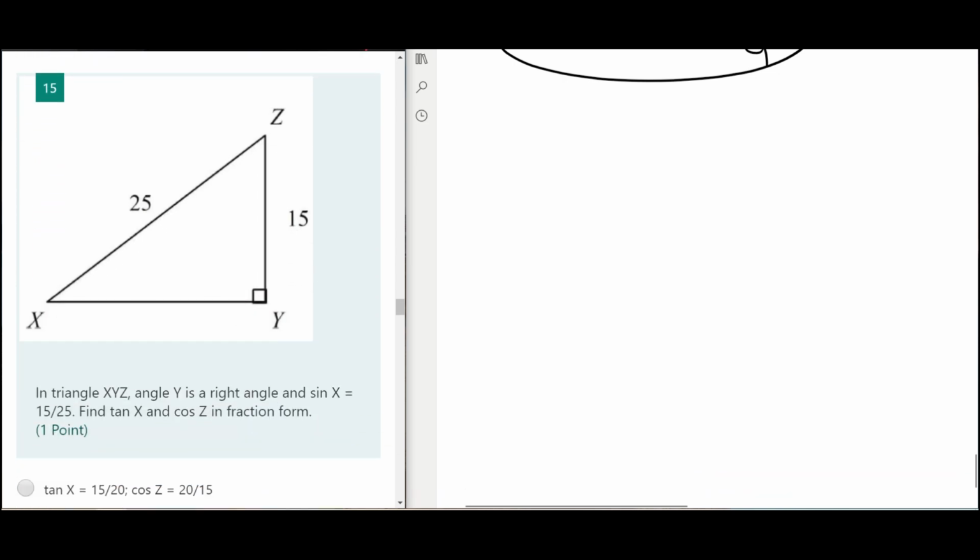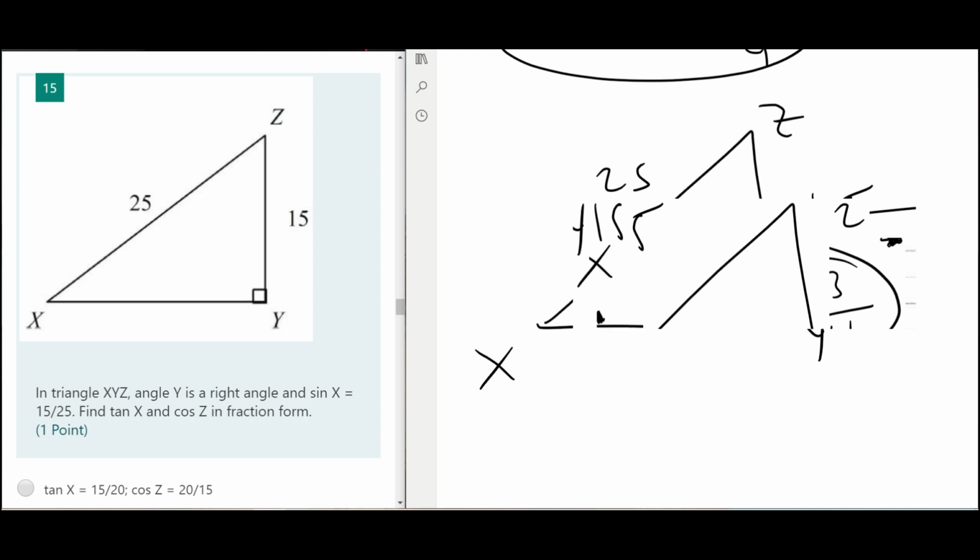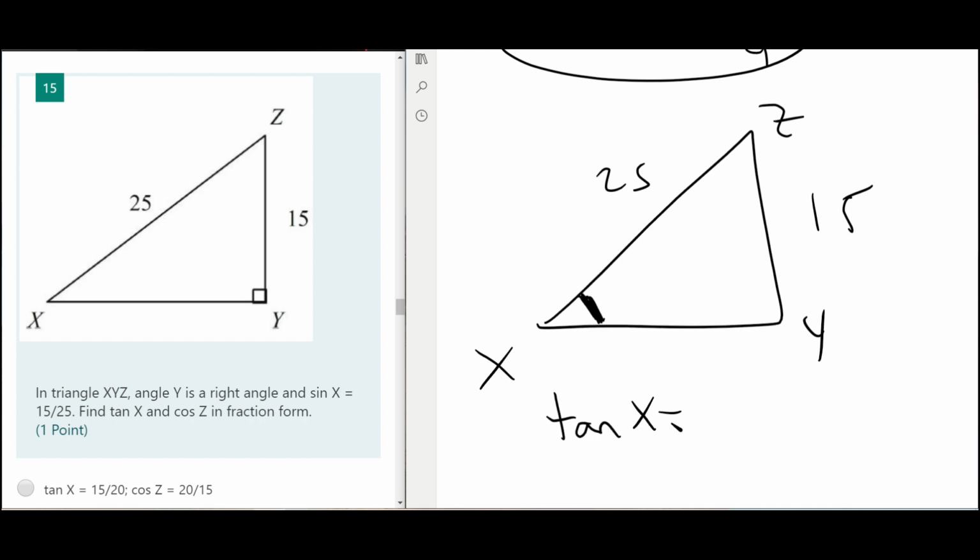All right, so we got our triangle here. Another triangle, z, x, y, 15. This time we want to figure out tangent of x and cosine of z. So tangent of x, that's the angle that we're interested in there. So remember, tan is opposite over adjacent. The opposite to this angle is that side right there, which is 15. Adjacent to that angle is next to it, which is this side right here. So this is adjacent when we're talking about x.